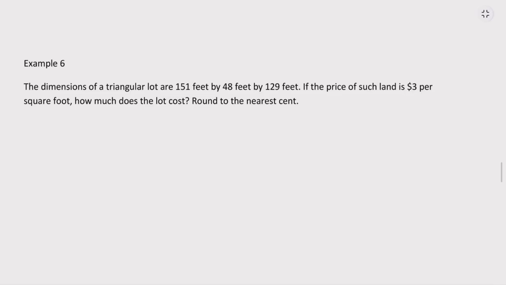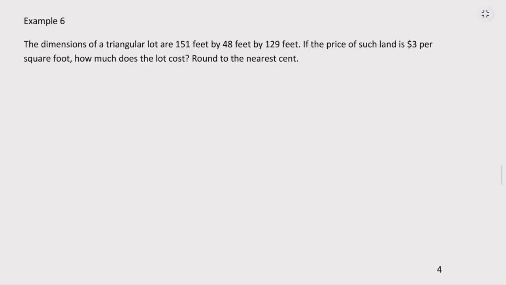Example 6. The dimensions of a triangular lot are 151 feet by 48 feet by 129 feet. If the price of such land is $3 per square foot, how much does this lot cost? Round to the nearest cent. Okay, so it's a triangular piece of land. It doesn't specify anything about the triangle. It just tells you the sides. So this is 151. This one is 48. And this one is 129.